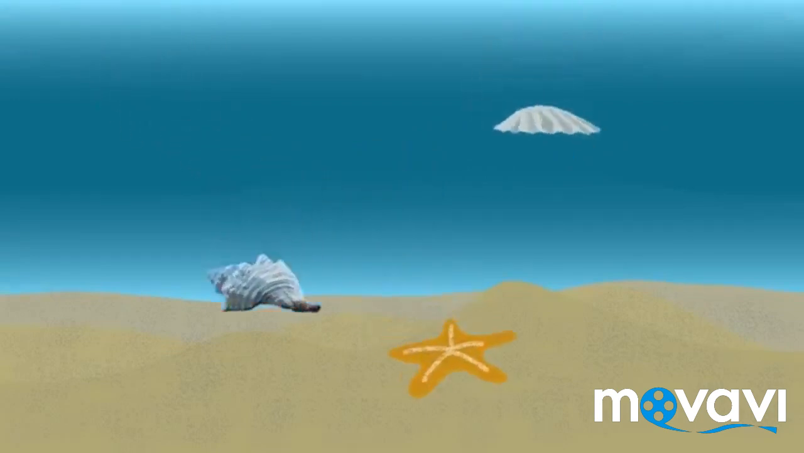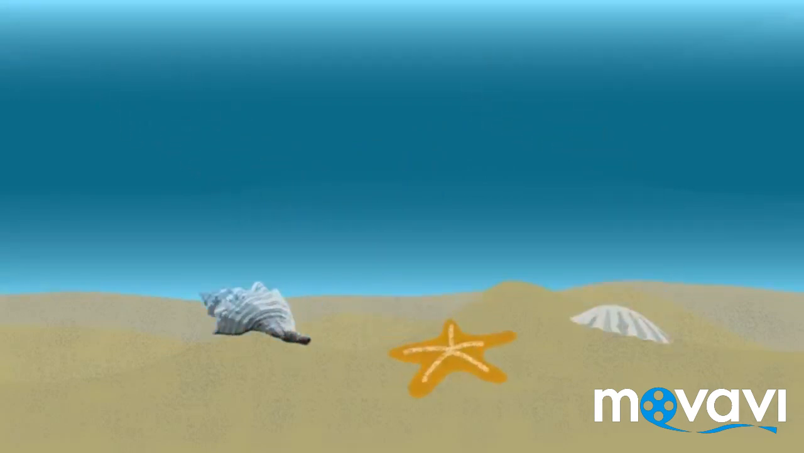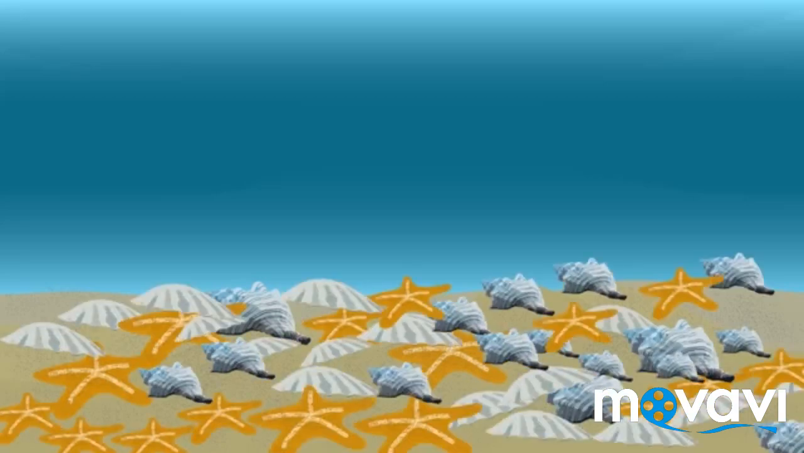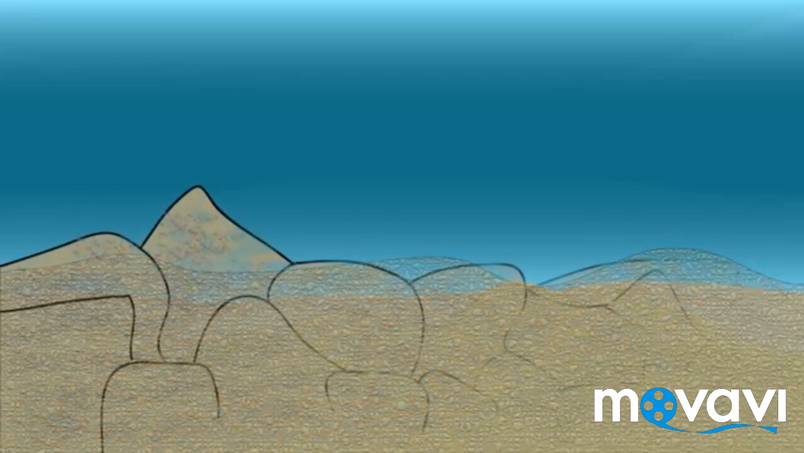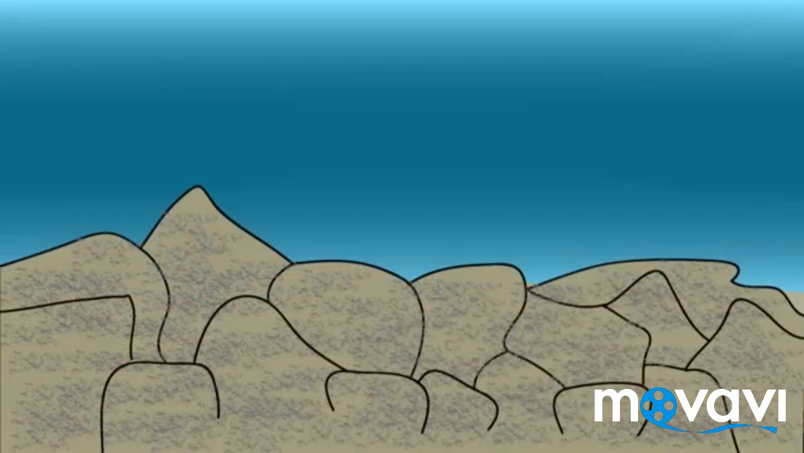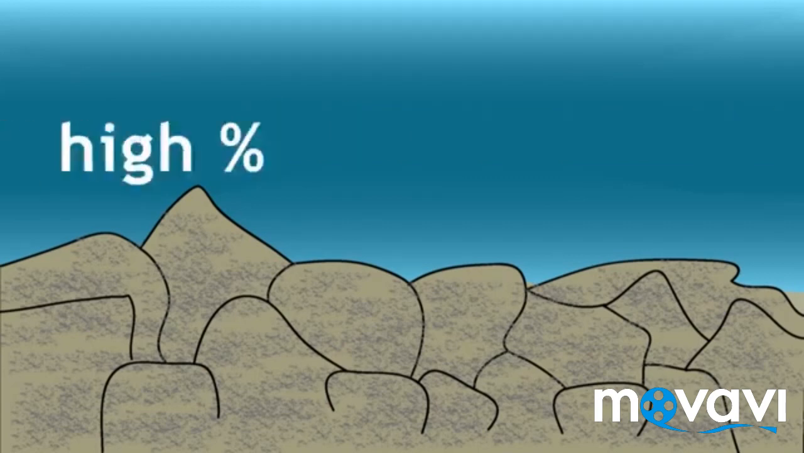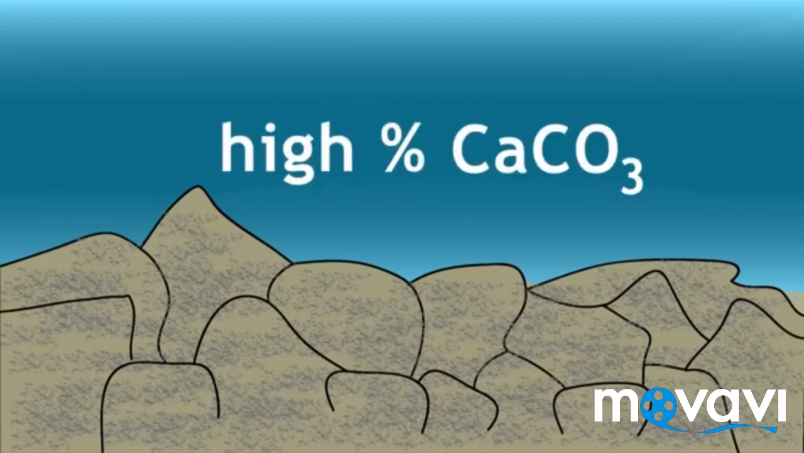Millions of years ago, the shells and skeletons of many dead marine organisms have fallen to the seabed. Over the years, these deposits have become thicker and have been compressed by many more layers of sediment to form limestone. As mentioned in the introduction, limestone is a type of sedimentary rock with a high percentage of calcium carbonate.